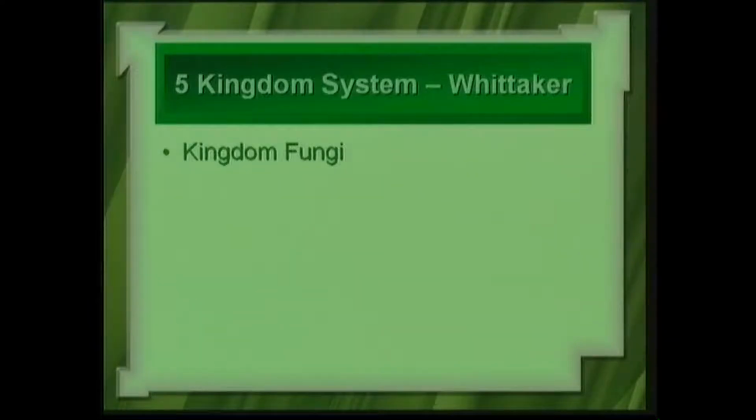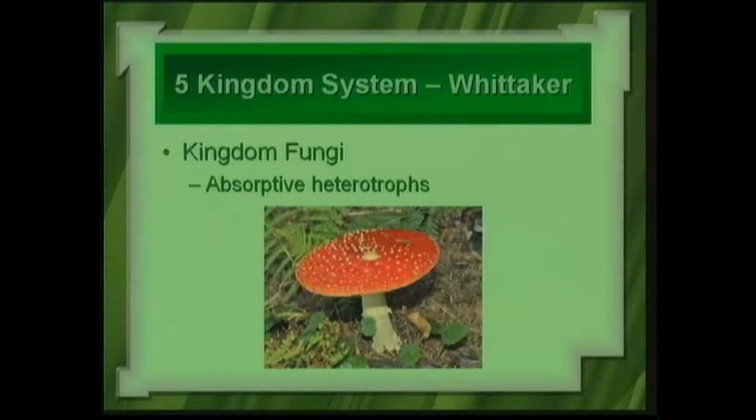We also have another kingdom called the kingdom Fungi. These kinds of organisms are also heterotrophs, getting their nutritional needs met from outside of themselves, but they absorb their nutrients. What these fungi do is secrete digestive enzymes and then absorb the result into the body. So kingdom Fungi are absorptive heterotrophs.